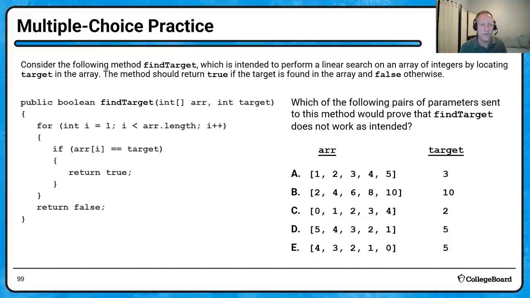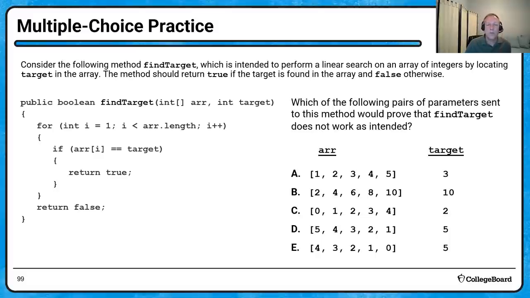It says, consider the following method, findTarget, which is intended to perform a linear search on an array of integers by locating target. It should return true if it finds it, false otherwise. And the question says, which of the following pairs of parameters sent to this method would prove that findTarget does not work as intended? So this is one of those questions where it doesn't work. What's wrong here? And then not only do you have to find the error, but which of these values would bring the error to light?